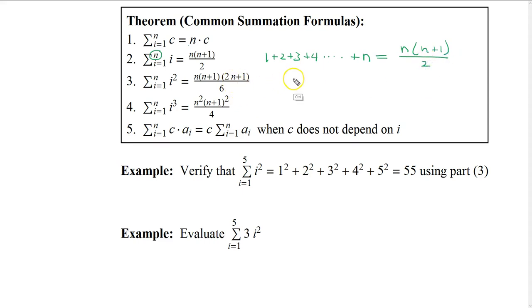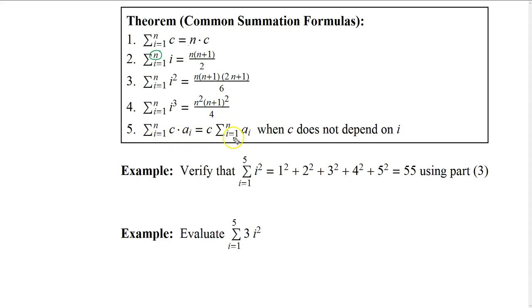And then we have two other formulas here that we're going to use. The sum from 1 to n of i squared is n times n plus 1 times 2n plus 1 divided by 6. And the sum from 1 to n of i cubed is n squared times n plus 1 squared divided by 4.